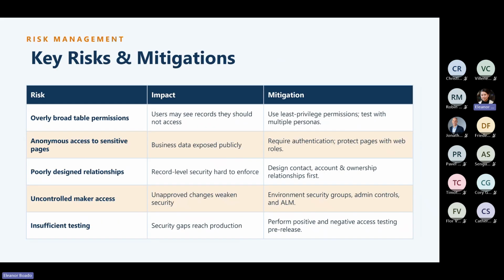Key risk and mitigation: least privilege, test with personas. Anonymous access, require authentication. Make sure your portal relationship design, contact and account first. Make sure you have that. And uncontrolled makers: security groups plus ALM. Weak testing: positive and negative access tests. So make sure you have proper testing, different use cases, different personas, and different scenarios that you have to do.